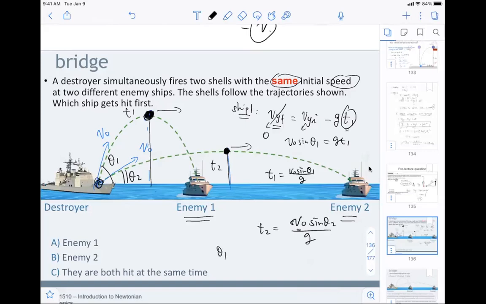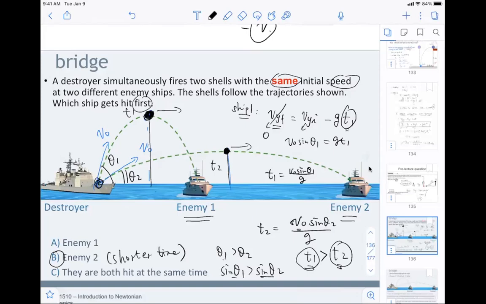So theta 1 is bigger than theta 2, right? So sine theta 1 is bigger than sine theta 2 if they're both within 90 degrees. So sine theta 1 is always bigger than sine theta 2 if theta 1 is larger than theta 2. Which means T1 is bigger than T2, which means it takes longer to reach target 1 than it takes to reach target 2. So target 2 will get hit first, right? It's a shorter amount of time. Okay, so B is the correct answer.